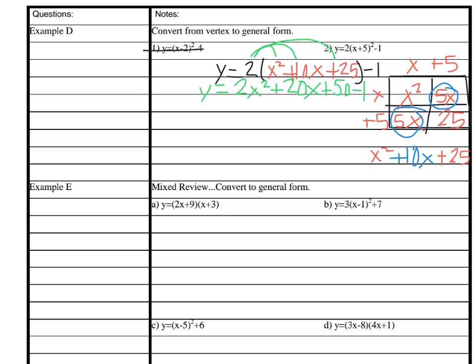Minus 1. And then the last step, we combine any like terms, which if you look, we have 50 minus 1, so we'll get 49 there. So if we rewrite it, y equals 2x squared plus 20x plus 50 minus 1 is 49. And then we are done. And we have converted from vertex form to general form.